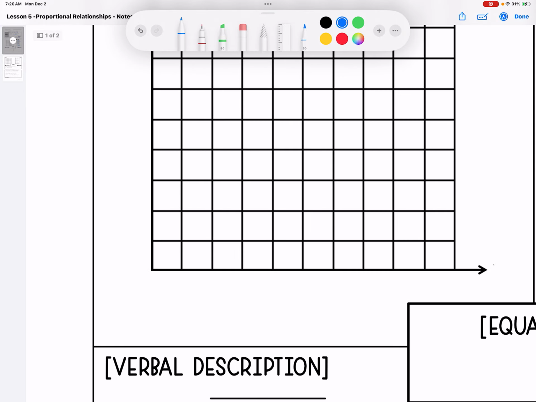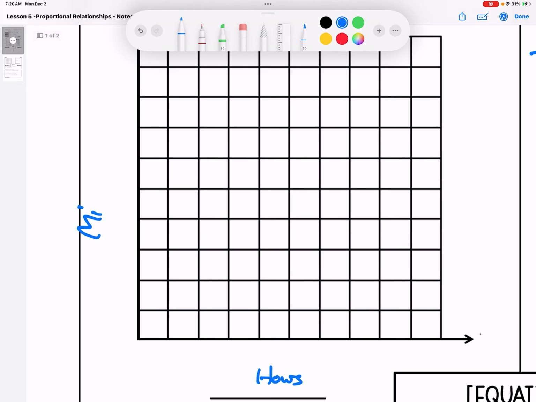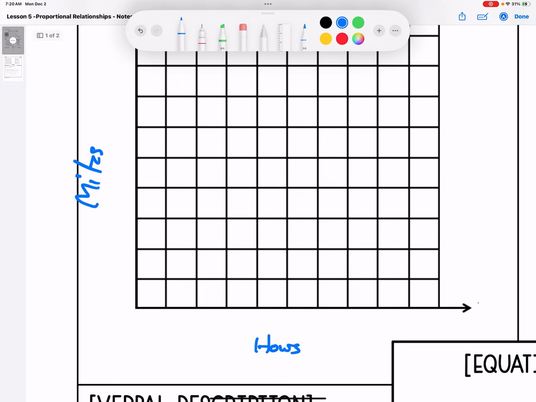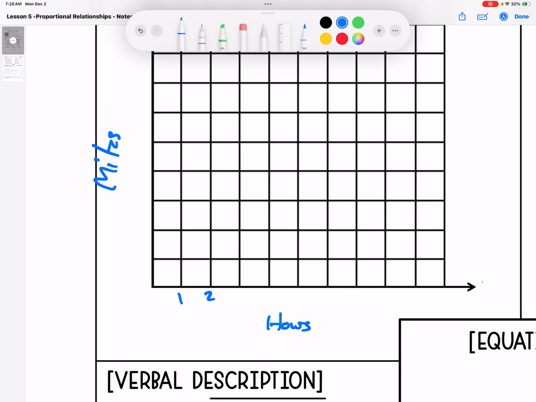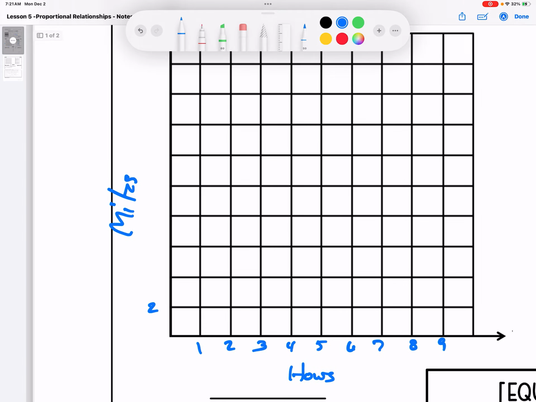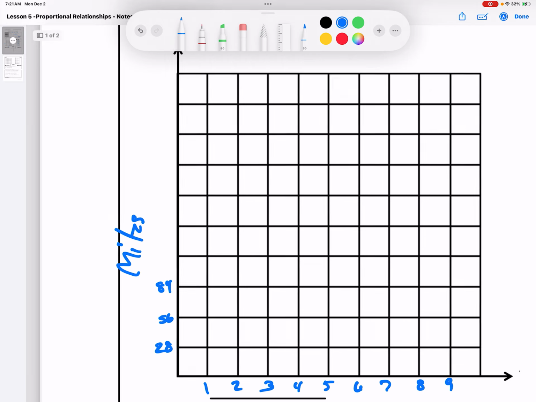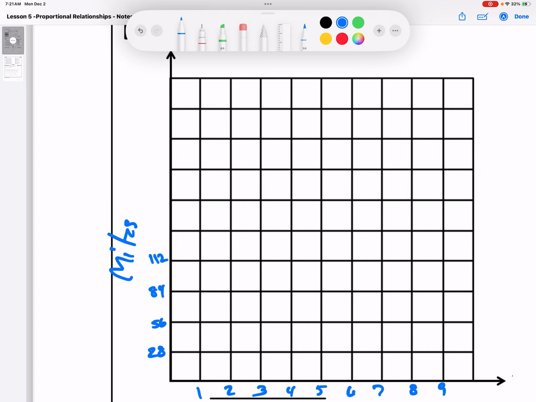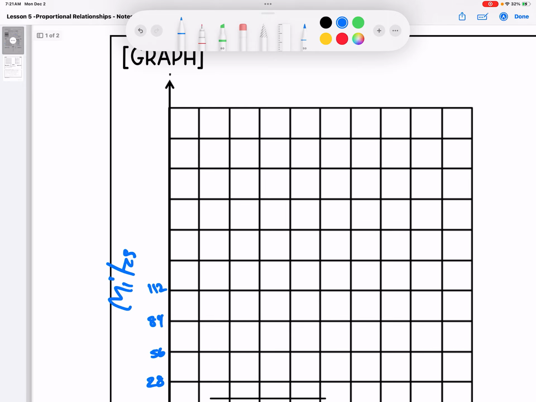The x is hours, and the y is miles. So for every 1 hour, so 1, 2, 3, 4, 5, 6, 7, all the way to 9, I'm going to count up by 28s. Why? Because that's what my table goes up by. And I want to make a pretty graph. Do I have to do it this way? I do not. But unless you want a pretty ugly graph, I would do it this way.